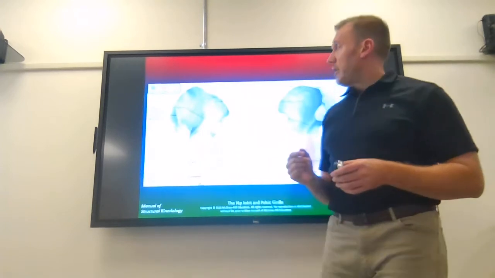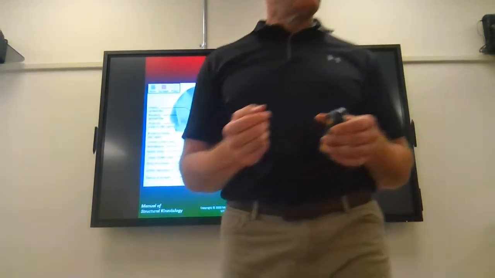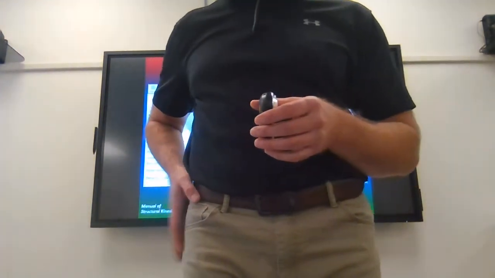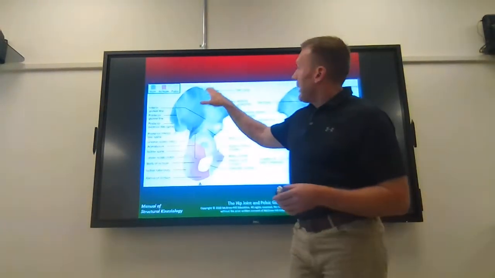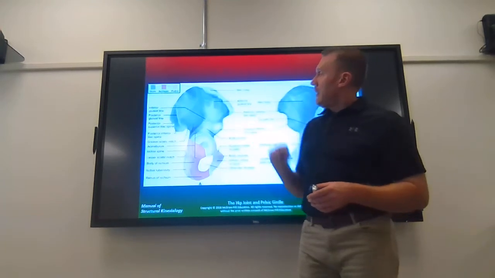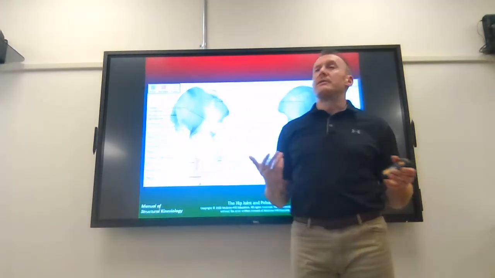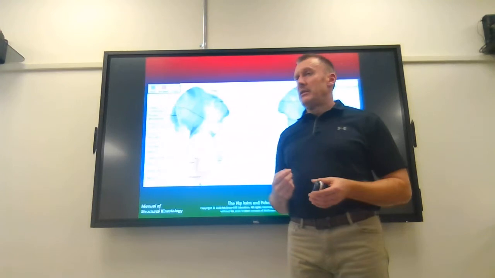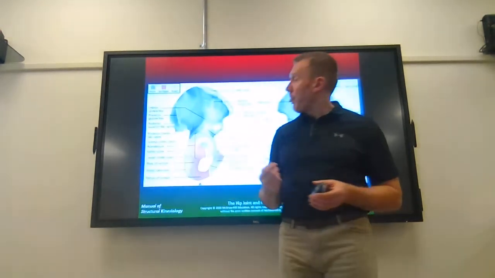If we go to the lateral side of the pelvis, okay, lateral side of the pelvis, just underneath the iliac crest here. So just underneath this crest, you have the origin of muscles that abduct the hip joint.